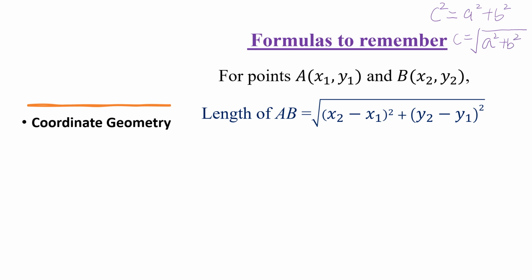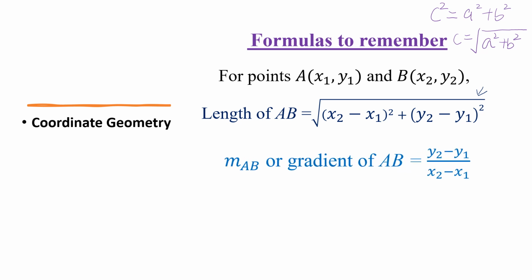Because it's derived from the Pythagoras theorem, you'll see that the length of AB has a radical sign, or square root symbol. What is the second formula you need to know? The second formula is to find the gradient. If you're given 2 points, the gradient of the line segment is just rise over run, so it's y2 minus y1 over x2 minus x1.